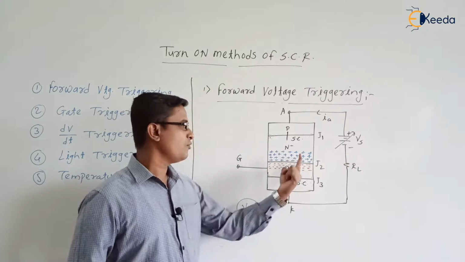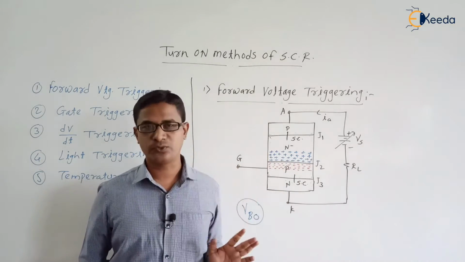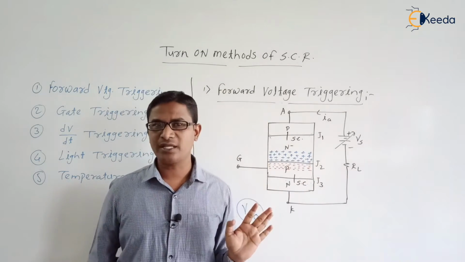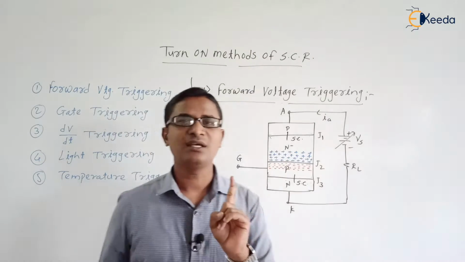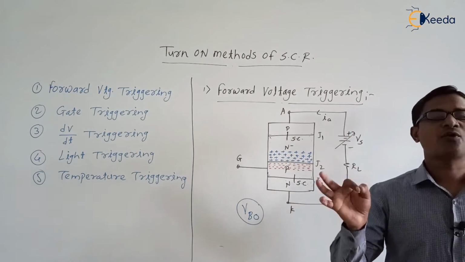This voltage will cause the breakdown of the depletion layer across junction J2. This is nothing but forward voltage triggering. Are you getting the point? What is the drawback of this method? Yes, the drawback is we require a very high value of the forward voltage.